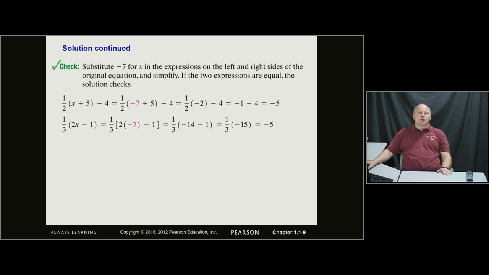Well, the right side is 1/3 (2x minus 1). We put the negative 7 in there as well. And then negative 7 times 2 is negative 14. And it'd be 1/3 times negative 14 minus 1, which is negative 15. And then 1/3 of negative 15 is also negative 5. So since the two expressions are equal, they're both equal to negative 5, then the solution checks. And so the solution set is negative 7. So negative 7 is the solution.